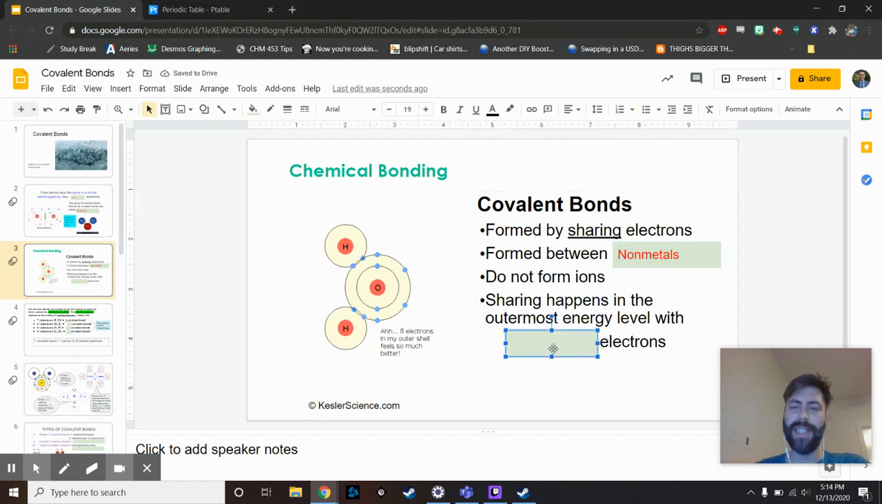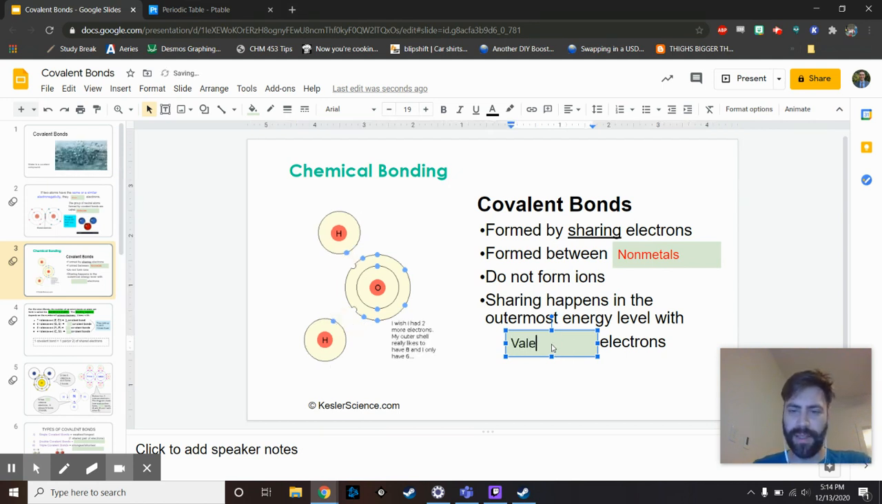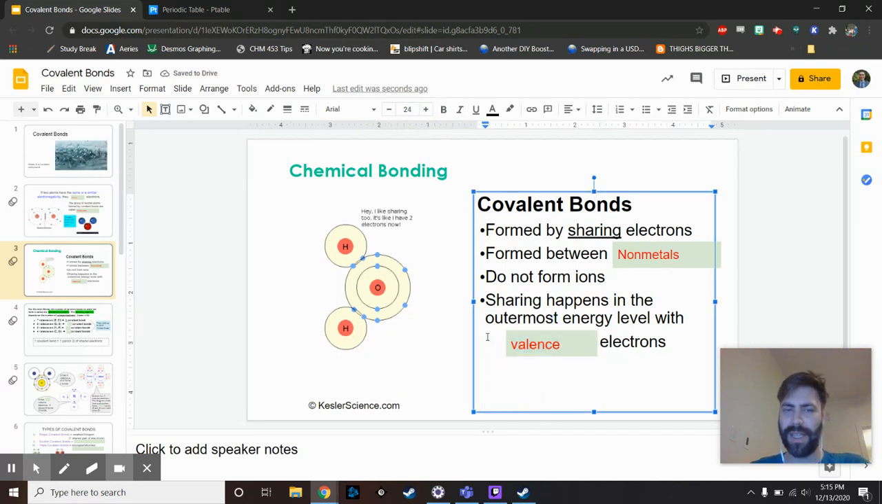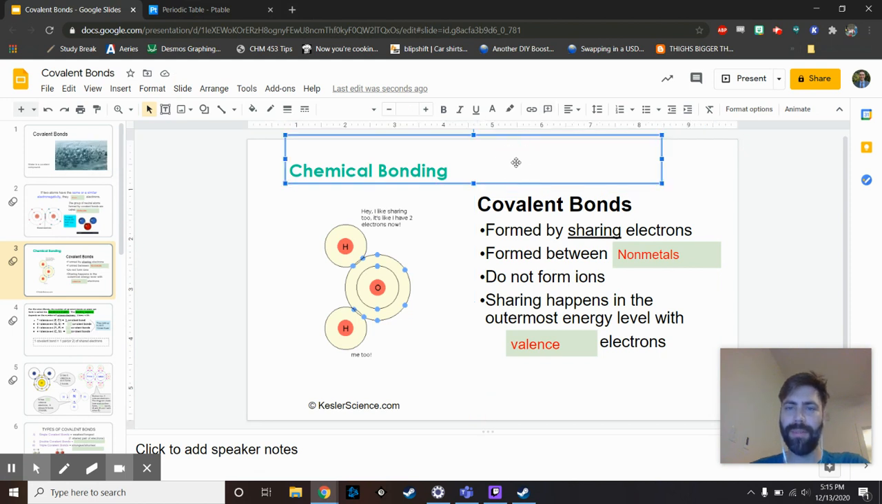Sharing happens in the outermost energy level, the valence shell, with the valence electrons. Okay. So remember that valence electrons are in the outermost energy level, and that's where bonding happens.